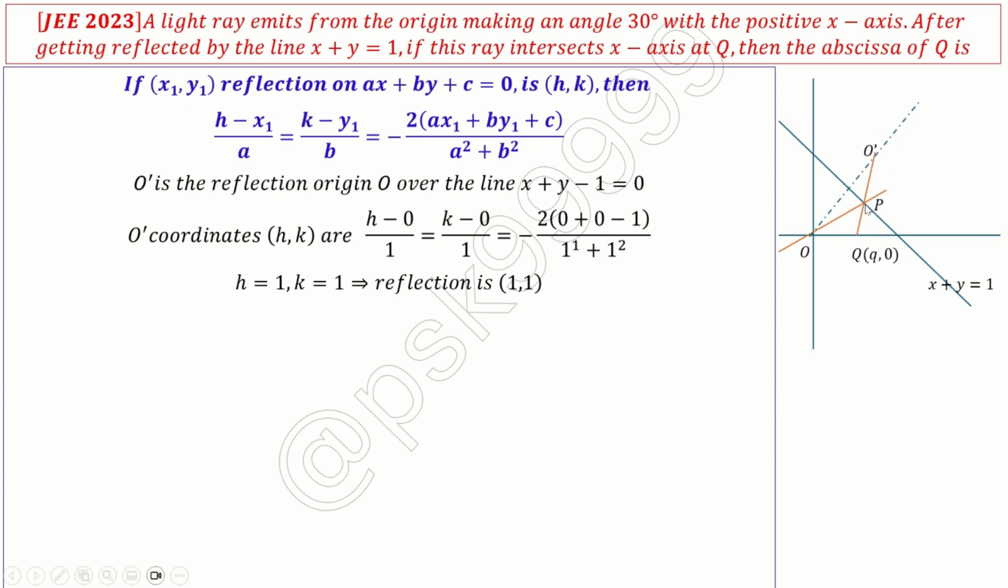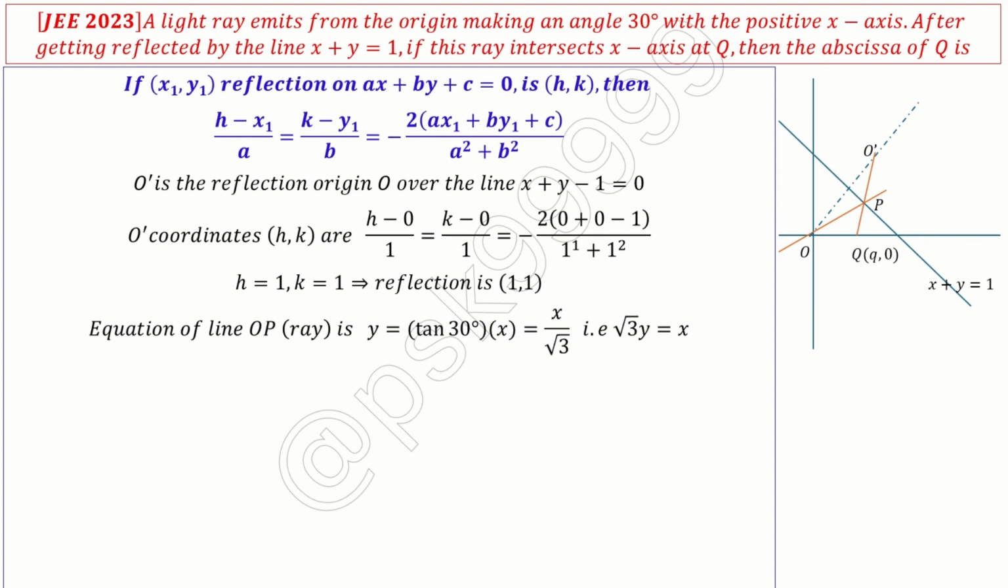I got it. Now if I get P or Q, if I get Q, that's the answer basically. To get Q I need P, so that I can construct a line. And what is P? The equation of OP is actually easy to find, because they said OP is making 30 degrees with the x-axis. So y equal to tan 30 times x is its line, which means y equal to x by root 3, or x equal to root 3 y. This is the equation of OP.